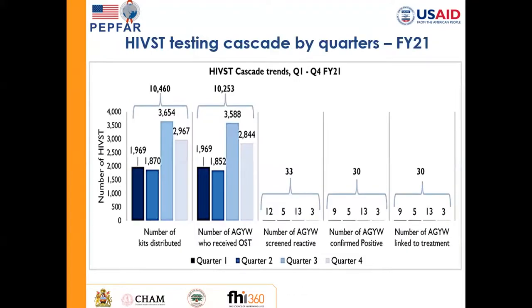The next slide displayed on the screen shows the cascade in terms of the number of test kits that were distributed against how many adolescent girls and young women received these self-test kits. And out of the 10,253 adolescent girls and young women who accessed the self-test kits, 33 were screened reactive following the self-test. Out of the 33, 30 were confirmed as new positives, and all 30 were initiated on treatment.